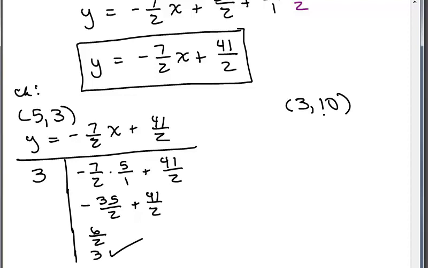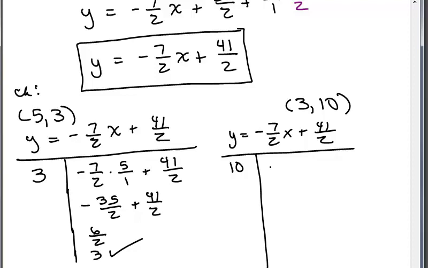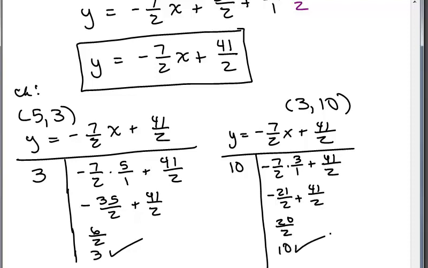Now let's see if 3, 10 is on the line. So again, you start with the equation. We're going to plug in 10 for y and 3 for x. And the left side is simplified, so we just need to work on the right side. That's negative 21/2 plus 41/2. Negative 21 plus 41 is 20, so it's 20/2 or 10. So yes. That's the only way you're sure that the line you got really does include those original 2 points given.